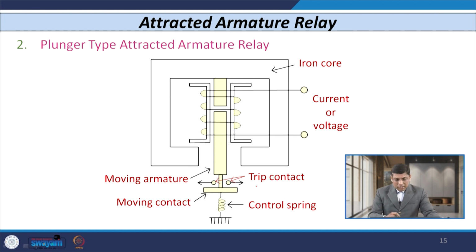Whenever the current flowing through this coil exceeds the rated or some predetermined threshold value, the force produced on this moving armature is higher than the force produced by the spring. So this moving armature moves in the upward direction, and when it touches this contact, a tripping command is initiated.